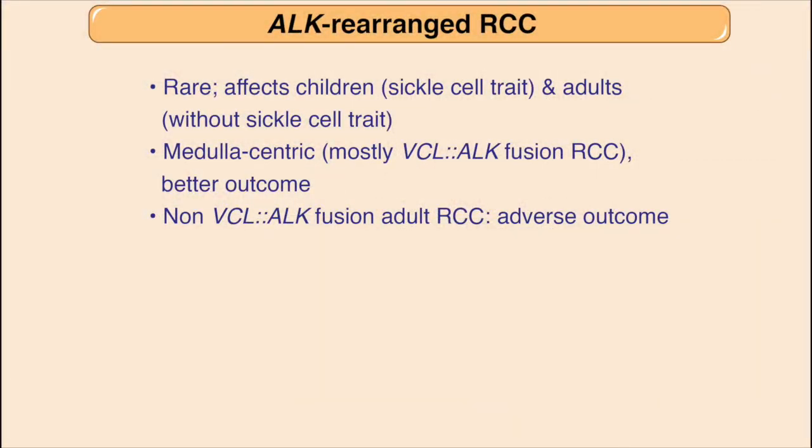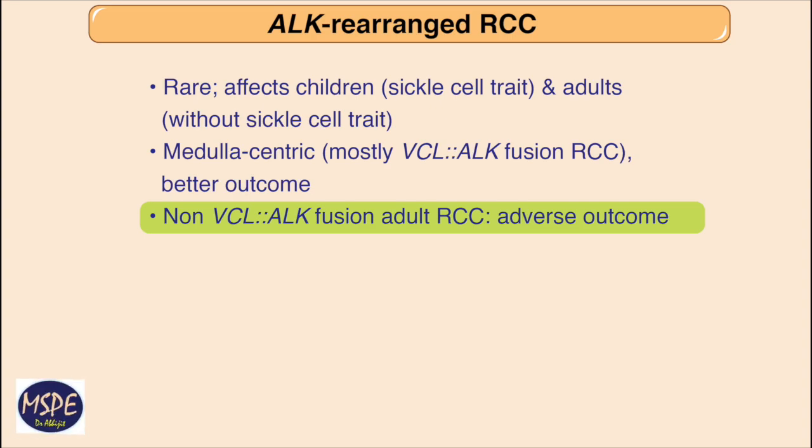ALK rearranged RCC. This rare kidney tumor is associated with anaplastic lymphoma kinase or ALK gene rearrangement. It can affect both children with sickle cell trait or adults without sickle cell trait. ALK rearranged RCCs are medulla-centric, particularly VCL-ALK fusion RCC occurring in children with sickle cell trait. They are associated with good outcome without recurrence or distant metastasis, whereas adult non-VCL ALK fusion RCCs have adverse outcome.